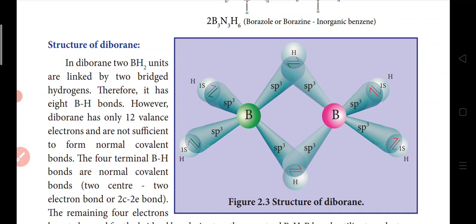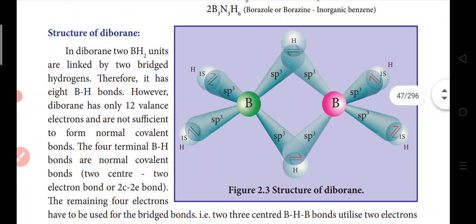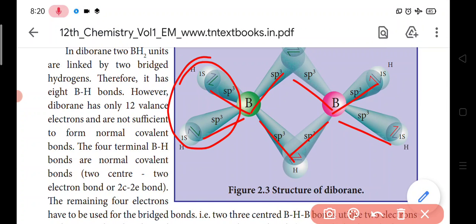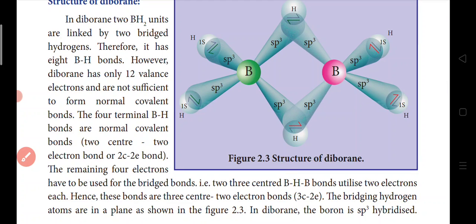So it is not sufficient for it to form normal covalent bonds. So what it does is, the 4 terminal BH bonds are normal covalent. If you see this, these four are normal covalent bonds, that is terminal BH with 2 center and 2 electron bonds, and the remaining 4 electrons have to be used for the bridged bonds. We said that for these two hydrogens, 1 2 3 4 5 6 7 8 electrons have been used here itself. So remaining we are left out with only 4 electrons.